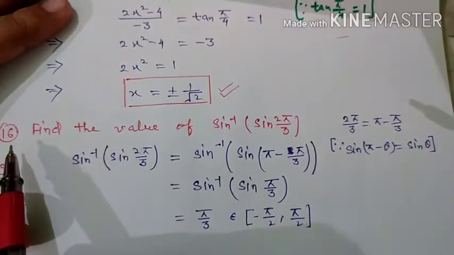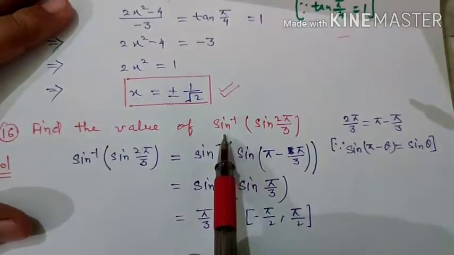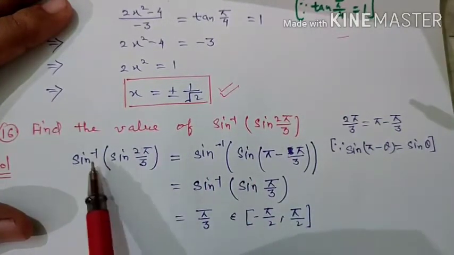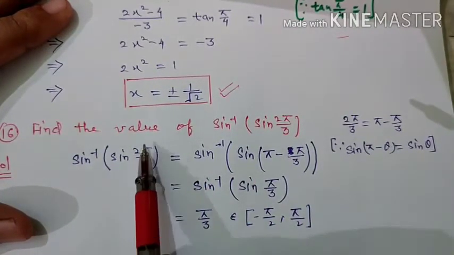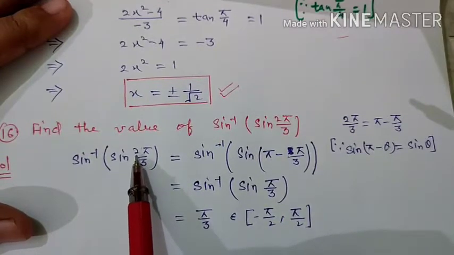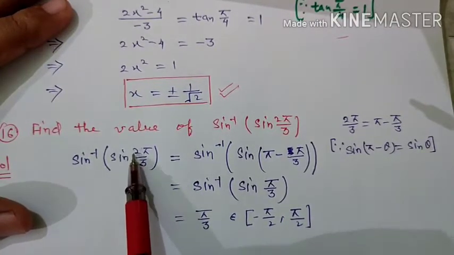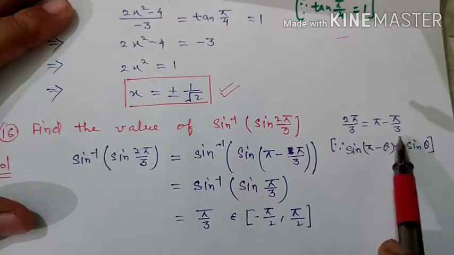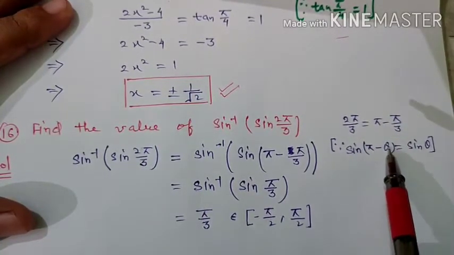Now question number 16, find the value of sin⁻¹(sin(2 pi by 3)). We know that we can write this 2 pi by 3 as pi minus pi by 3, and we know that sin(pi − theta) is sin theta.